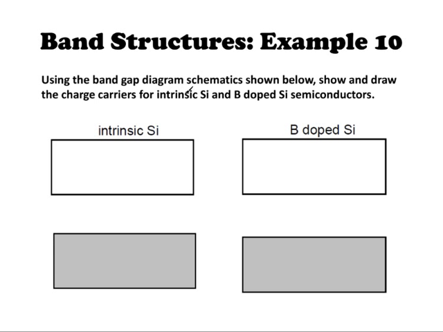Using the band gap diagram schematics shown below, show and draw the charge carriers for intrinsic silicon and boron-doped silicon semiconductors. For intrinsic silicon, the charge carriers are both electron holes and electrons, and you have an equal number of each because an electron hole is created when an electron jumps the energy gap into the conduction band.